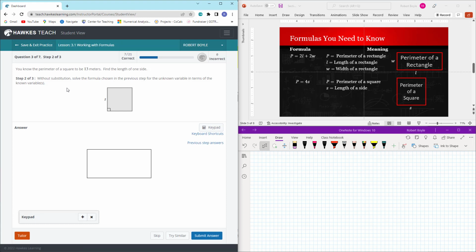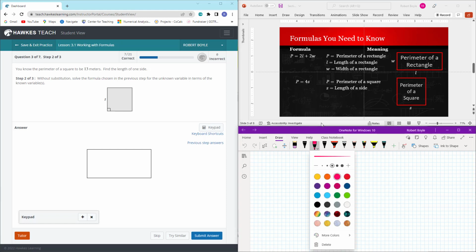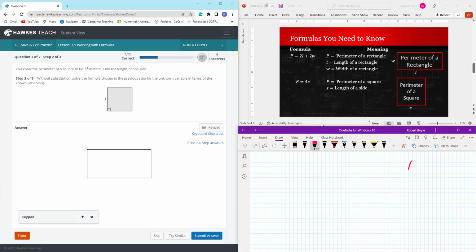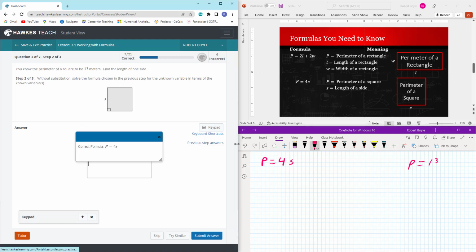Okay, now we know what P is. P is actually equal to 13. We know that, but we don't know what S is. So we have that P is equal to 13. And we know that P is equal to 4S. So here, without substitution, notice, don't substitute any numbers yet. Solve the formula chosen in the previous step for the unknown variable in terms of the known variable. Once again, this is the unknown variable. This is the known variable.